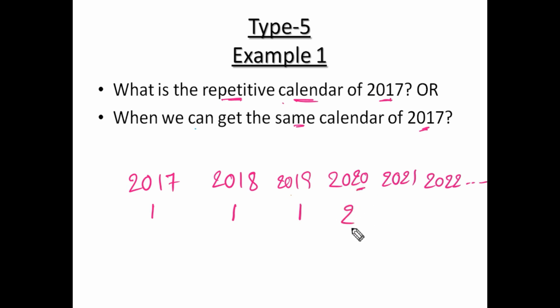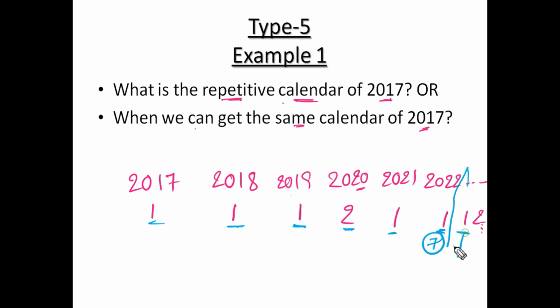From here onwards, we know very well that every 4 years there is a leap year. That's why 1, 1, 1, 2, and so on. Simply add digit by digit, and we have to stop at multiples of 7. 1 plus 1 is 2, plus 1 is 3, 3 plus 2 is 5, 5 plus 1 is 6, 6 plus 1 is 7. So where did we get 7? At this point.